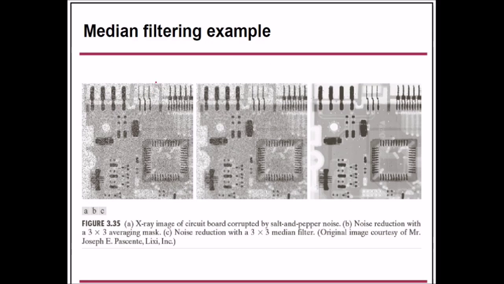This is the median filtering example, and you are going to appreciate this for sure. This is an X-ray image of a circuit board corrupted by salt and pepper noise. If you want to get rid of this noise, you can use either an averaging mask or a median mask or median filter. This is the result achieved by applying a 3x3 averaging mask, and this is the noise reduction with a 3x3 median filter. Now, which one is good?